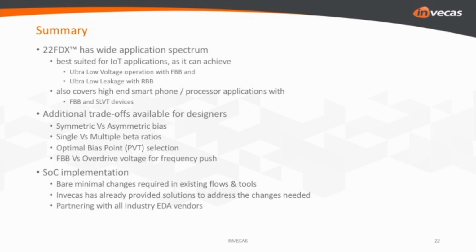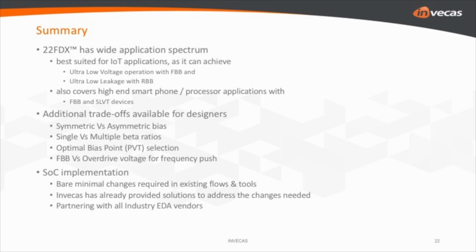So in summary, 22FDX has a wide application spectrum. It's best suited for IoT applications, as it can achieve ultra low voltage operation with the forward body biasing configuration and ultra low leakage with the reverse body biasing configuration. It covers high-end smartphone processor applications with forward body bias and SLVT devices.